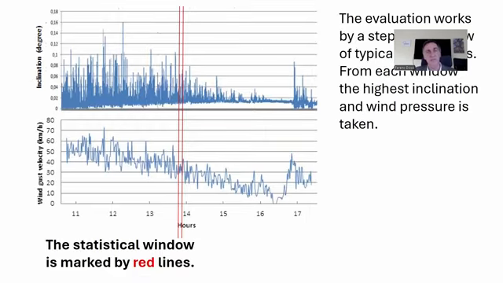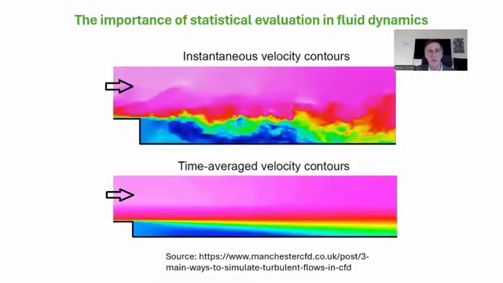I already mentioned the statistical window width. This is what I mean. This is normally 5 minutes, the time in between the two red lines. And this is an important parameter in the evaluation.